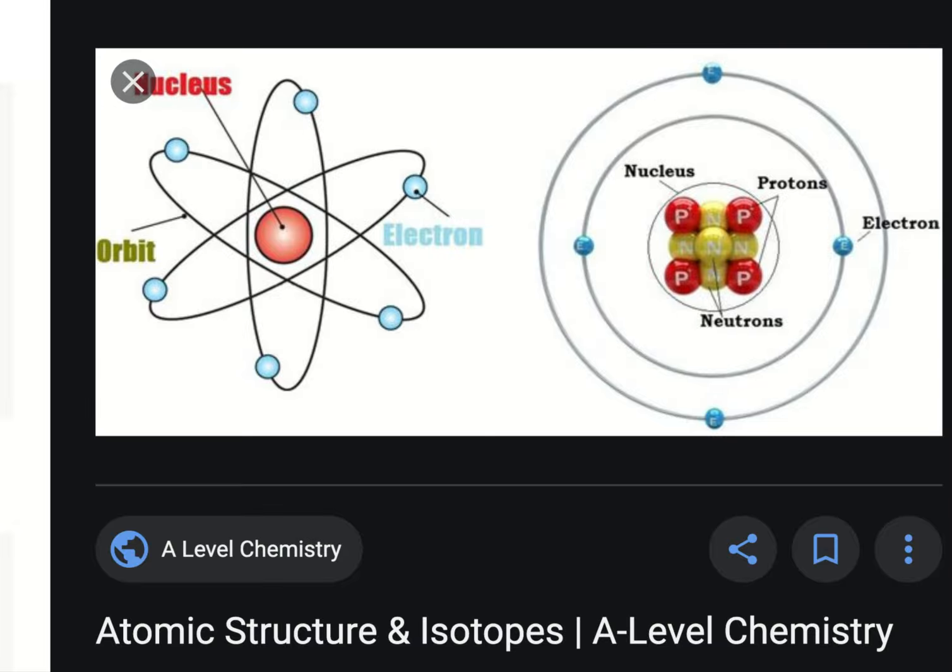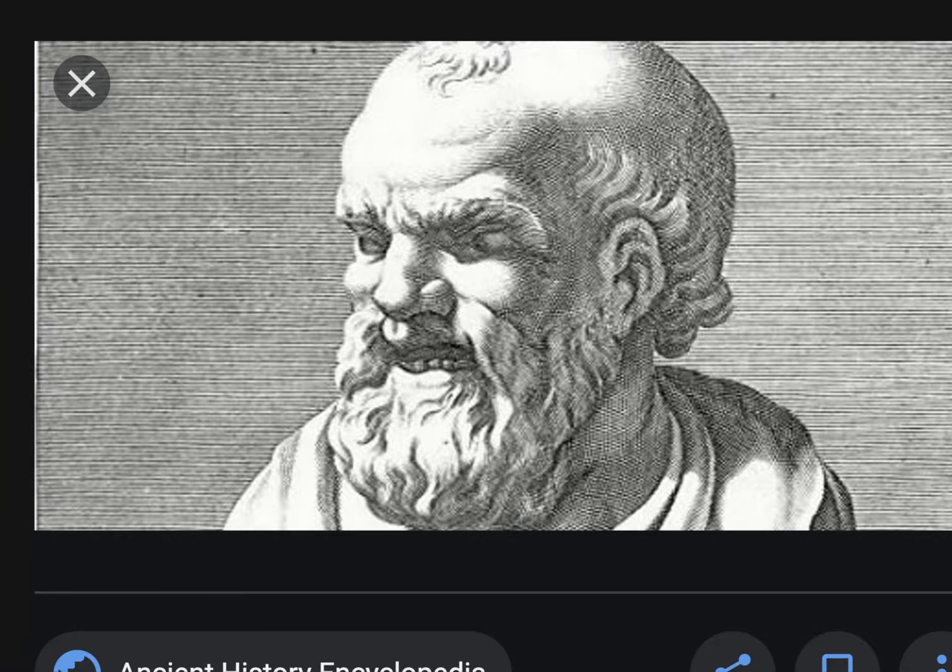Welcome back. Today we are going to be talking about structure of an atom. So we're going to go to the early ideas of how it was all discovered.